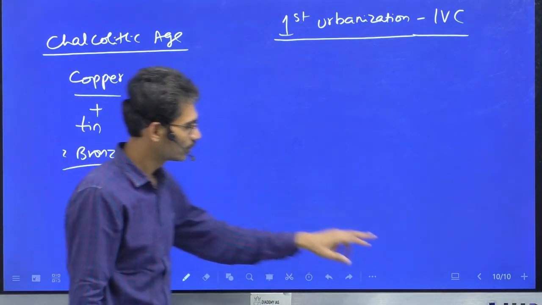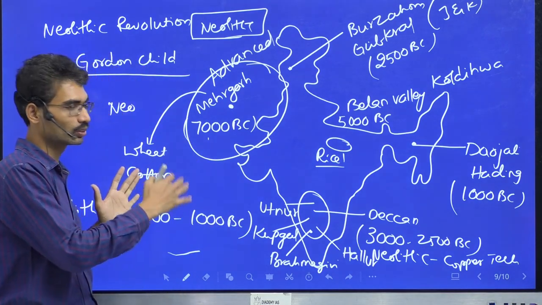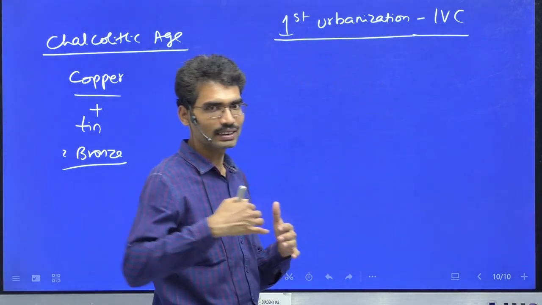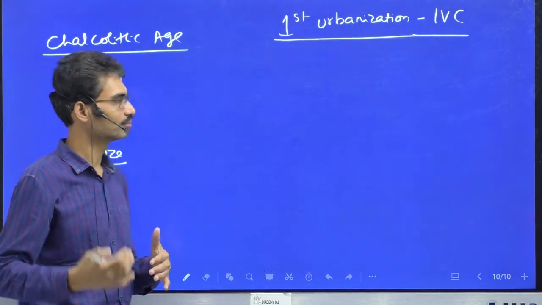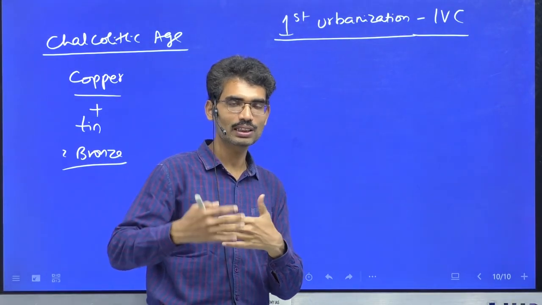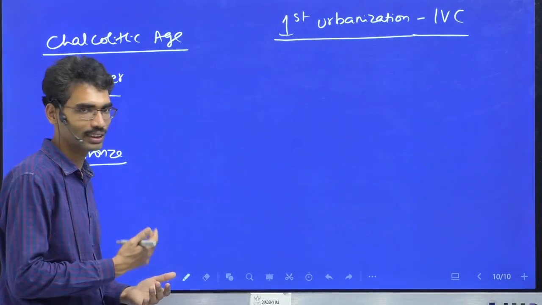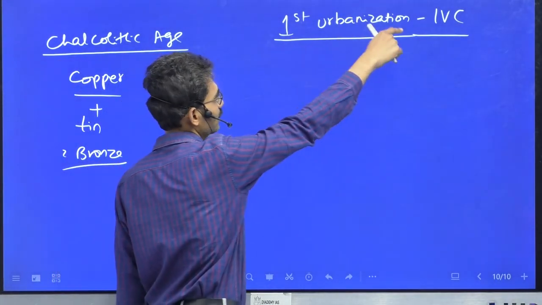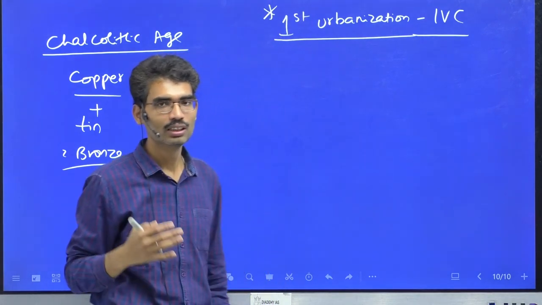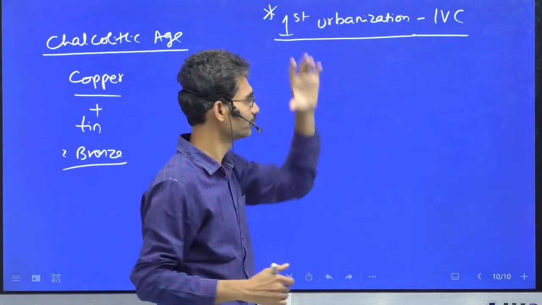Now you see how our history goes, Paleolithic to Meso to Neo to urban areas. This is the sequence of evolution. In the rest of the time periods, it is going to be the same sequence. We need to pick up as many facts as possible for the history, for the examination. So first urbanization, potential question for MCQ, potential question for prelims. In our Indian history, first urbanization means Indus Valley civilization.